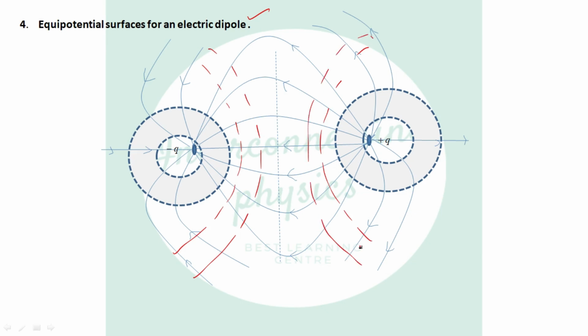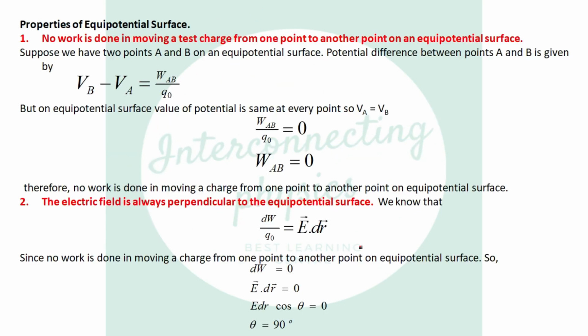Now properties of equipotential surfaces, very important. So let us clear the concept first. Number 1. No work is done in moving a test charge from one point to another point on the equipotential surface. Suppose we have some equipotential surface, and we have 2 points here, point A and B. Since it is an equipotential surface, the potential VA will be equal to the potential at B.